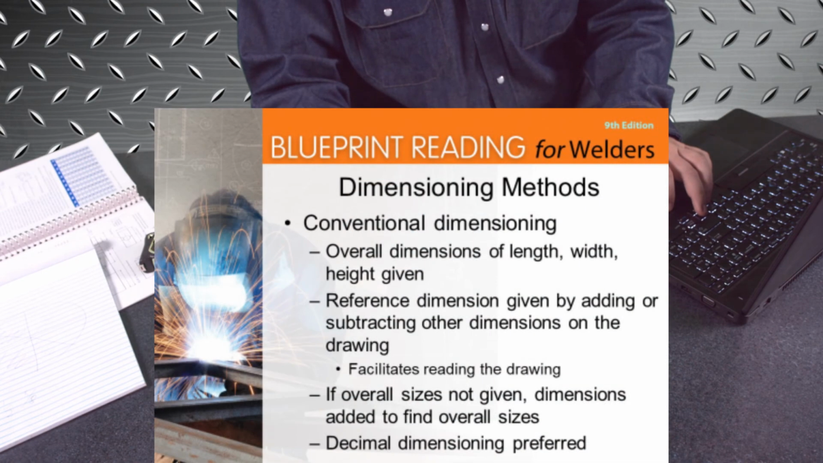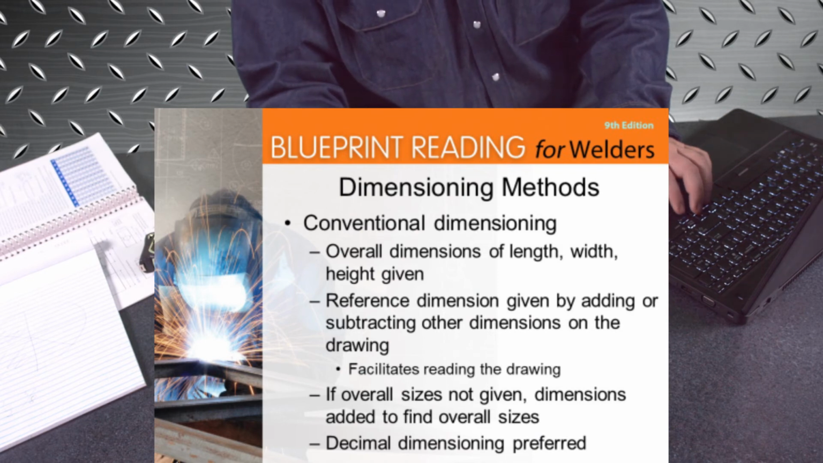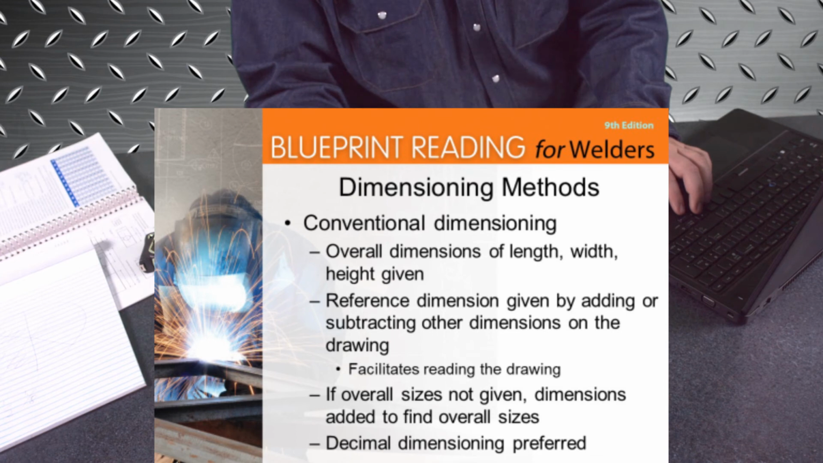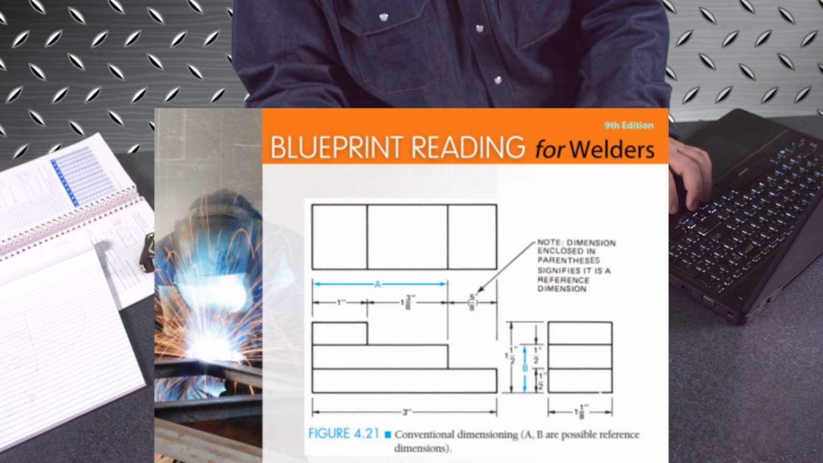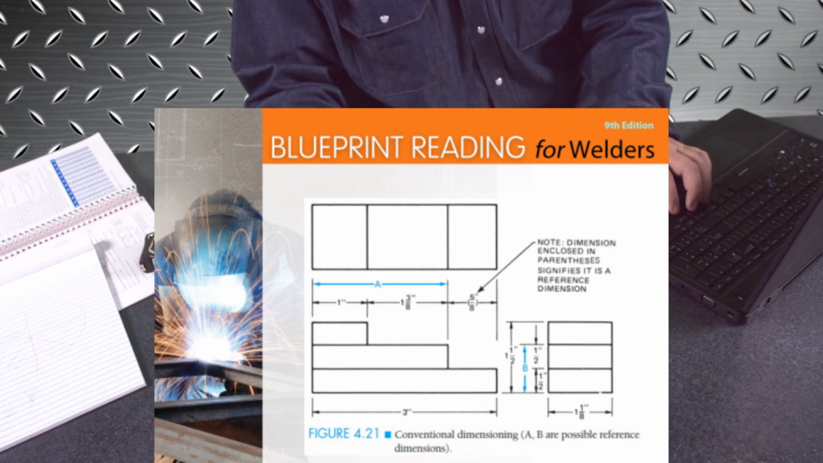Now, conventional dimensioning is the overall dimension, length, width and height given. Reference dimensions given by adding or subtracting other dimensions on the drawing facilitate reading of the drawing. If overall size is not given, dimensions are added to find the overall size. Decimal dimensioning is preferred. So here, again, we've got the conventional dimensioning method, and you can add all those together, and you'll get your overall length. And at the very end there, you can see that's a reference dimension. If it's enclosed in parentheses, it's going to be a reference dimension, because they got that by adding our 1 and our 1 3/8 together and subtracting it from 3. So you're left over with 5/8.